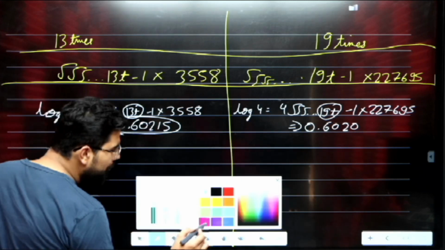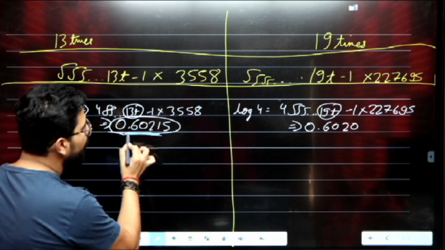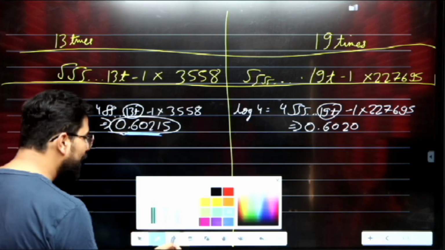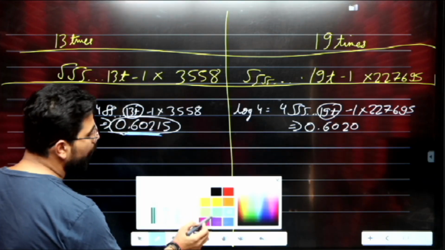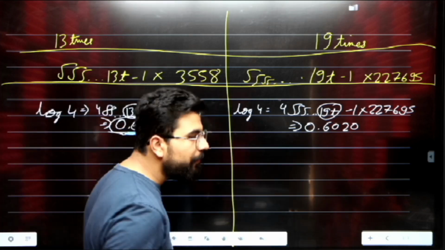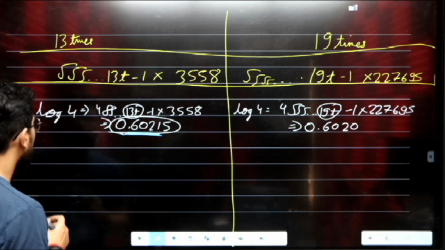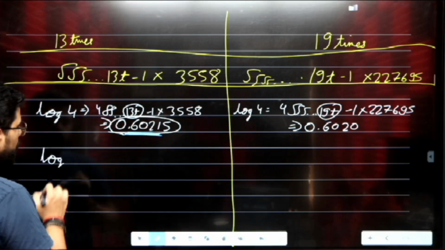For the 13 times root, take only 3 values after the point. Because those 3 values are the most accurate, so try to always take only 3 values after the point. That would give you the most accurate value. Okay, guys? Chaliye. Acha, what is the value of log 20?